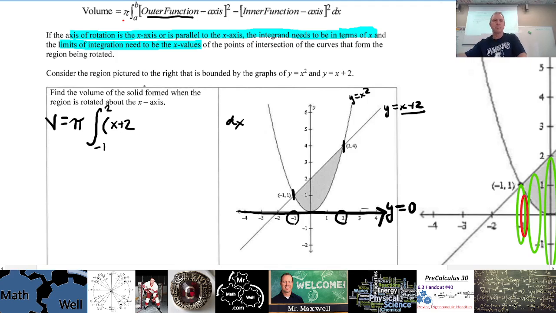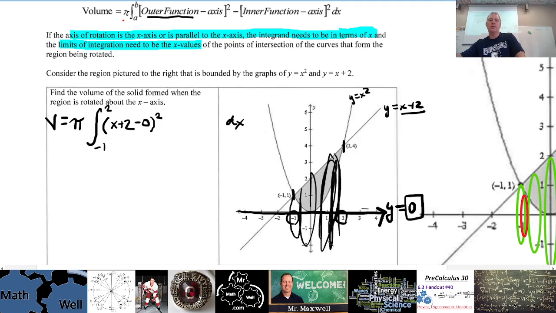All right, and we also have to subtract the axis by which we are rotating this. The axis happens to be a constant of y equals what? 0. So that one's going to be pretty easy. And then we square that. And that's going to find us the whole thing here, all of this.